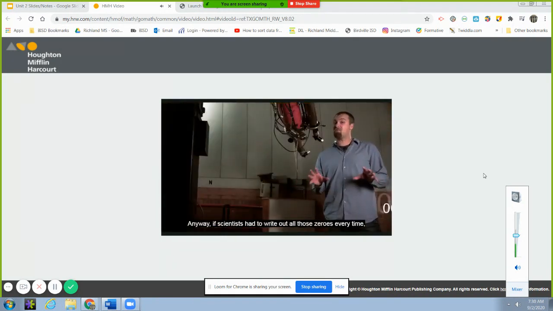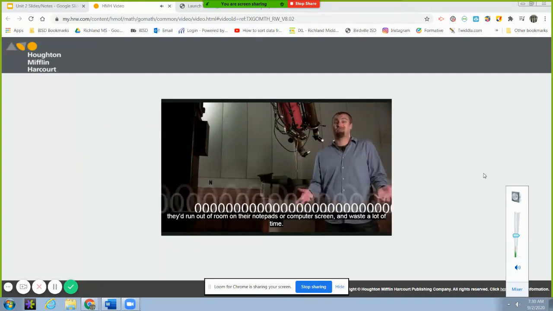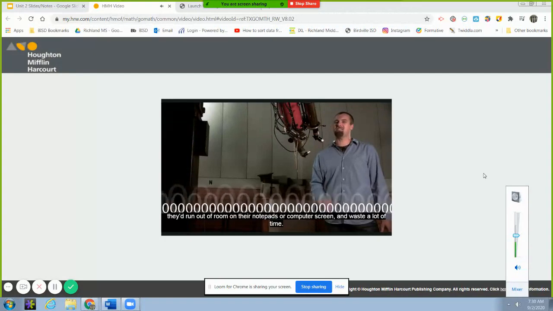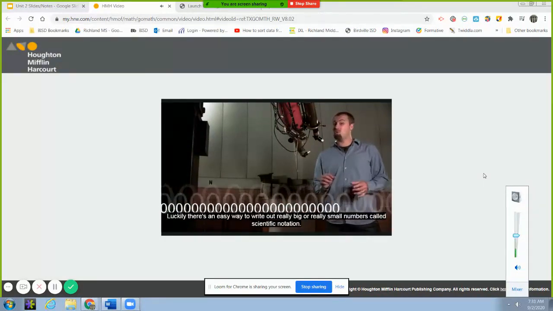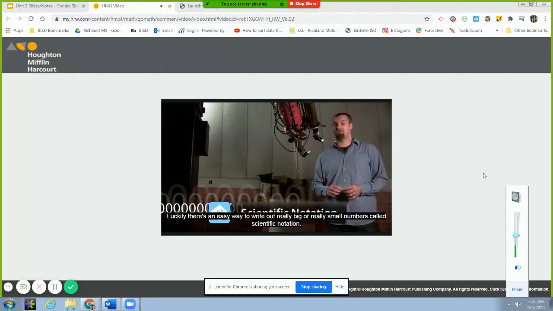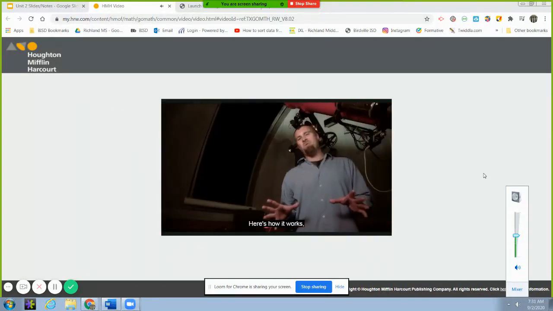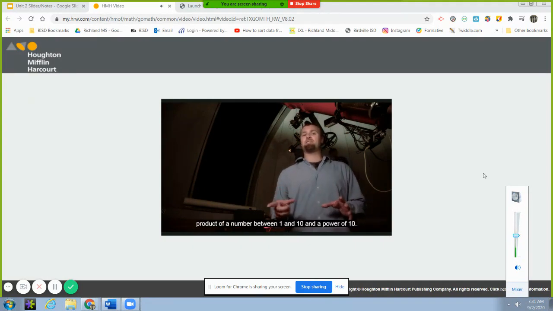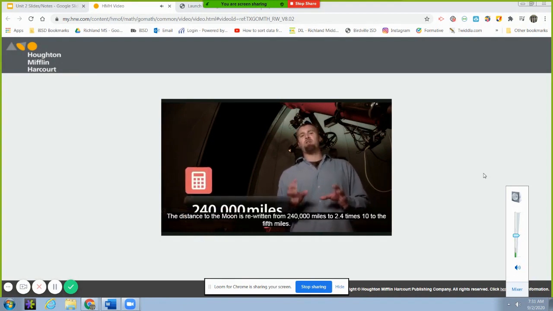Anyway, if scientists had to write out all those zeros every time, they'd run out of room on their notepads or computer screen and waste a lot of time. Luckily, there's an easy way to write out really big or really small numbers called scientific notation without all those zeros. Here's how it works. Really large or really small numbers are written as a product of a number between 1 and 10 and a power of 10.